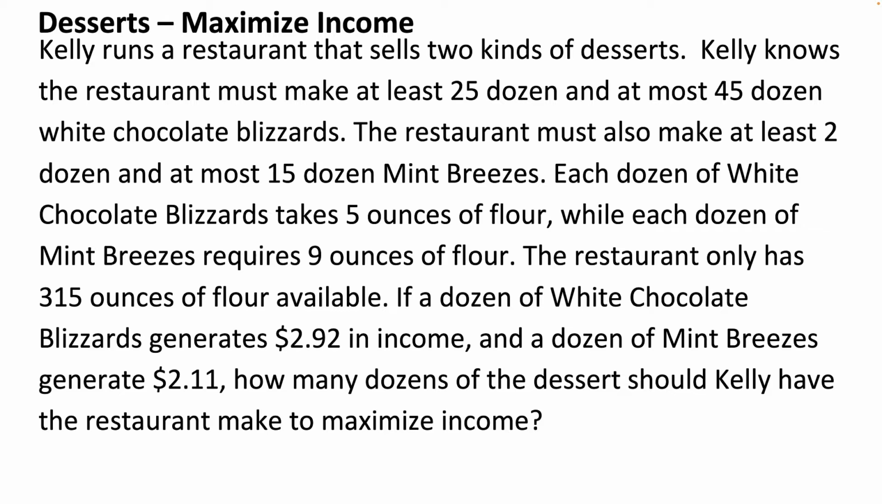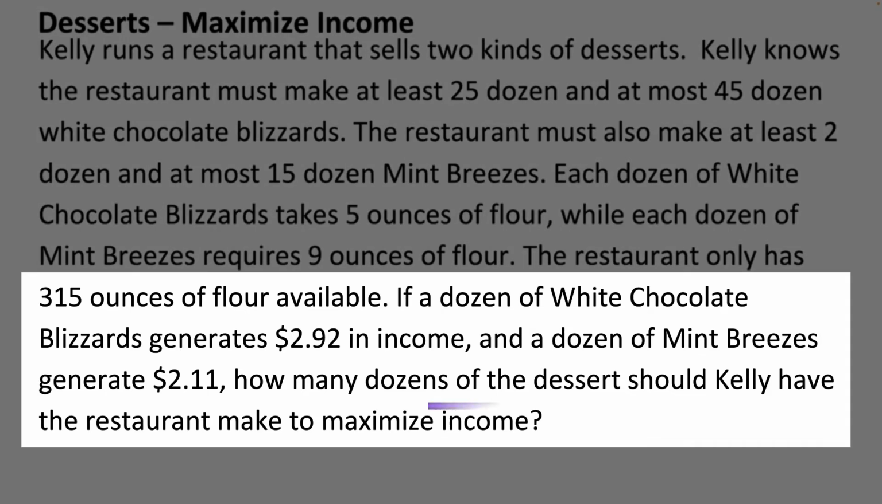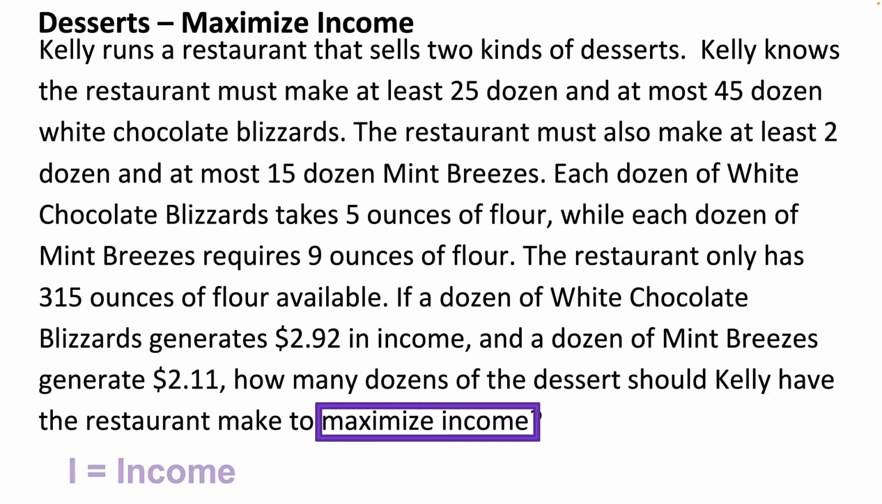The first two steps are to define our variables and to write the objective function. To identify the objective function, look for the goal of the problem. In the very last sentence, we see that the goal is to maximize income for this restaurant. Let's let I represent the income in dollars for this restaurant.